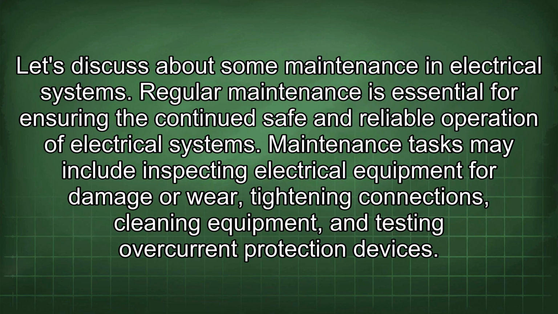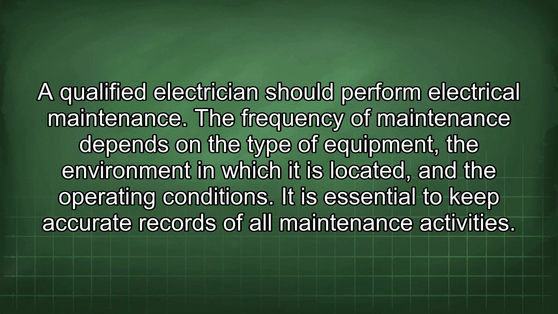Let's discuss some maintenance in electrical systems. Regular maintenance is essential for ensuring the continued safe and reliable operation of electrical systems. Maintenance tasks may include inspecting electrical equipment for damage or wear, tightening connections, cleaning equipment, and testing overcurrent protection devices. A qualified electrician should perform electrical maintenance. Frequency of maintenance depends on the type of equipment, the environment in which it is located, and the operating conditions. It is essential to keep accurate records of all maintenance activities.